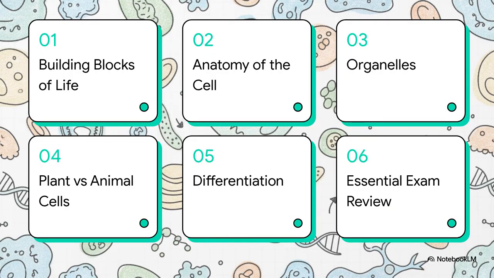Here's our roadmap for this review. First, the building blocks of life, then the anatomy of the cell, followed by the organelles. After that, we'll compare plant and animal cells, check out the power of differentiation, and finally, we'll wrap up with an essential exam review to get you ready.